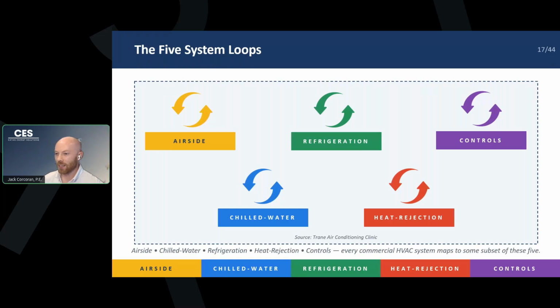Each one of these loops allows you to move heat from one portion to another, essentially. They are airside, chilled water, refrigeration, heat rejection, and controls. Now, controls isn't exactly moving heat, as we said, but it is still a fundamental loop that allows all of the other 4 to operate as a single unit. So every piece of equipment that we're going to be talking about through the whole series is going to be mapped back to one, 2, or multiple of these loops. Every piece of equipment can be mapped back to this.